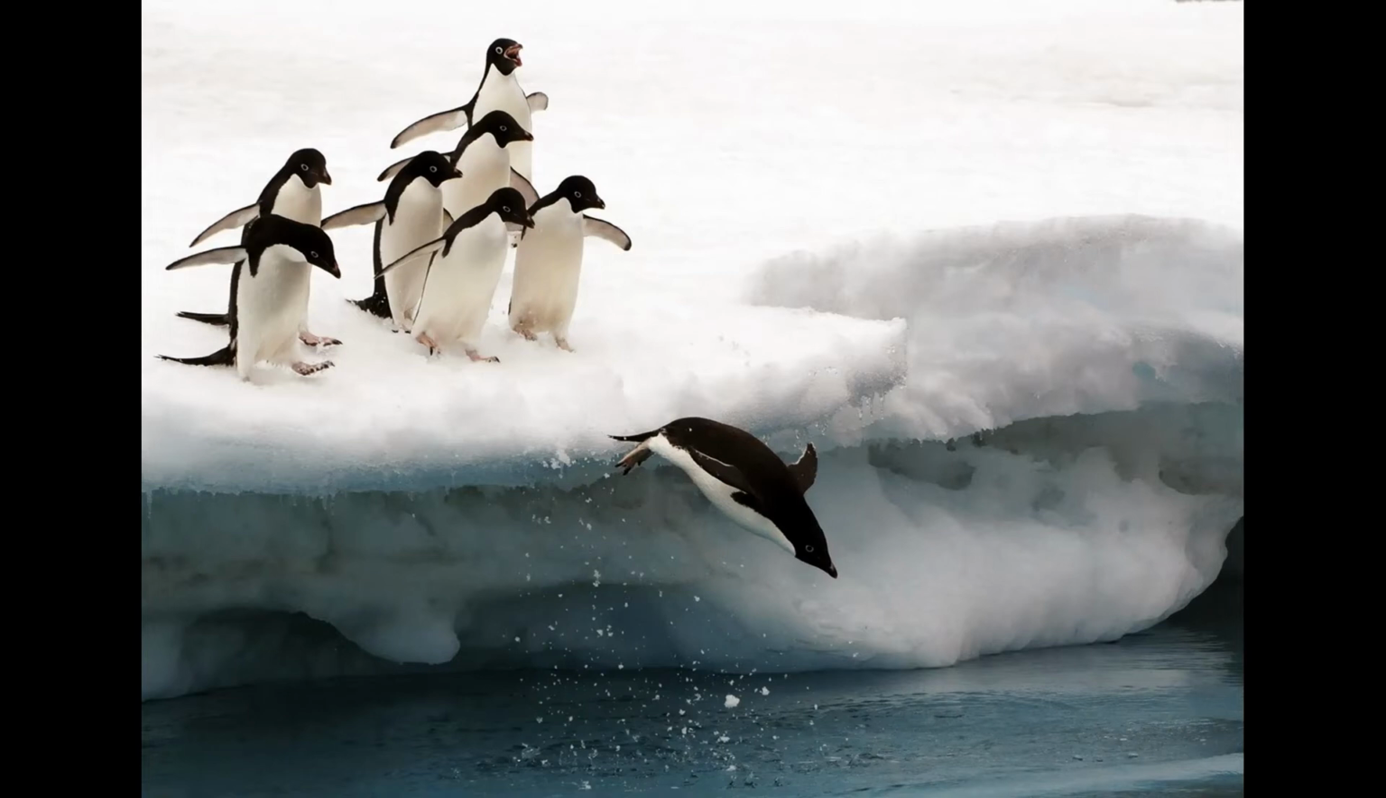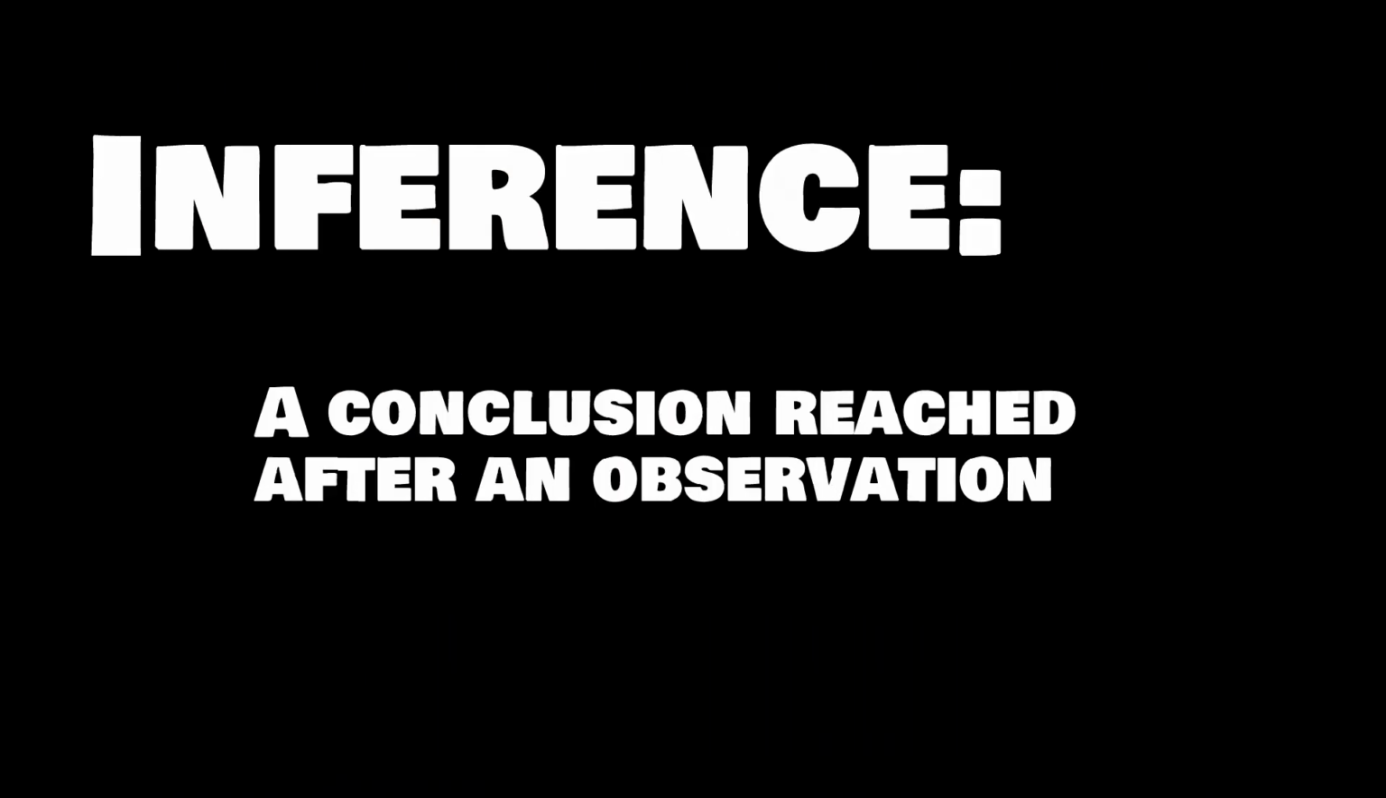We could infer that the other penguins are also going to jump into the water after the first one. It's not an observation we can make, but we can make that conclusion that all the penguins are about to jump into the water. So that would be an inference. We infer that. The observation is that there are 8 penguins. Another observation is that one penguin is about to enter the water. So an observation is based on factual sensory information. We literally observe it with our senses. And an inference is the conclusion that we reach after an observation.